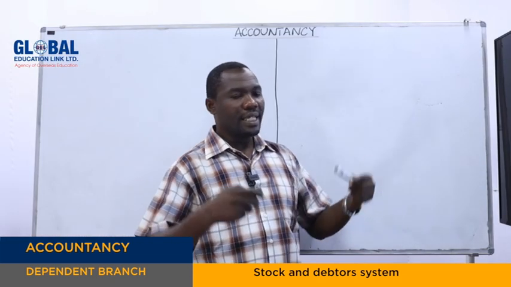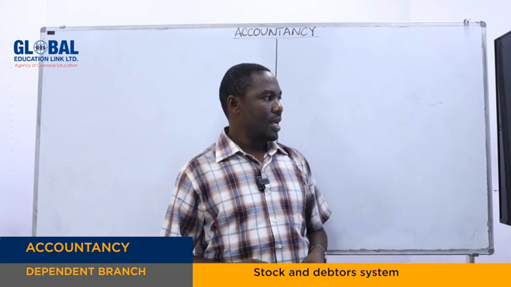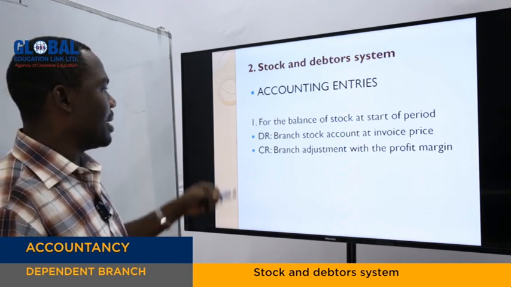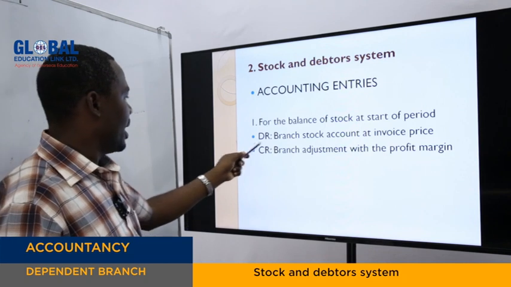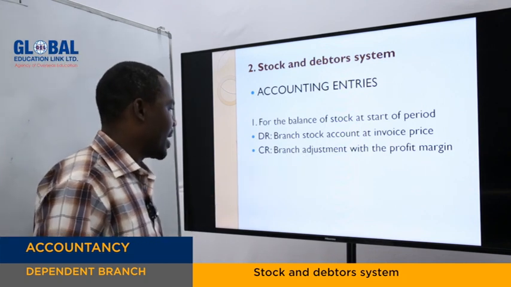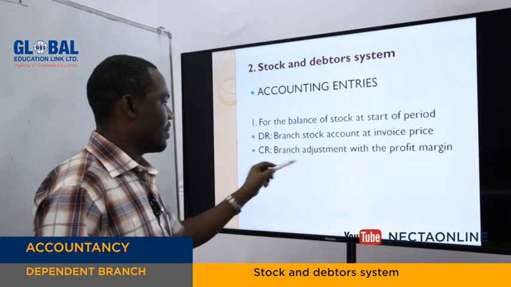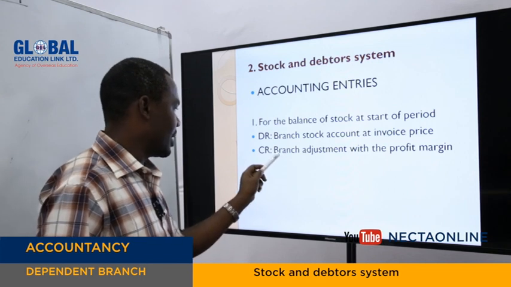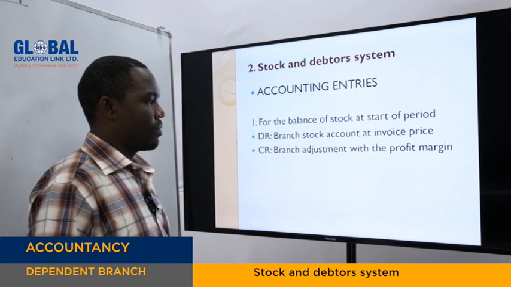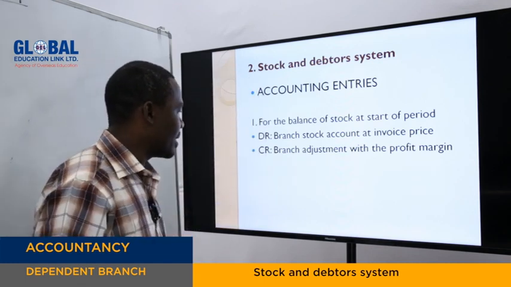So let's now see the accounting entries under the stock and debtors system. For the opening balance, we debit the branch stock account at invoice price, and we credit branch adjustment with the profit. As I've said, we credit the branch adjustment account with the profit margin. So that was the unrealized profit in the previous period.